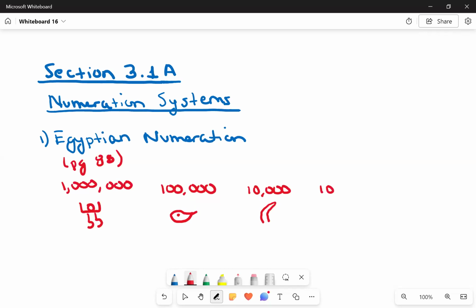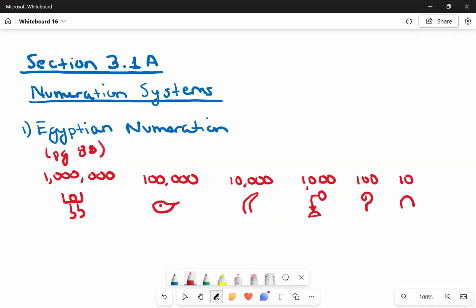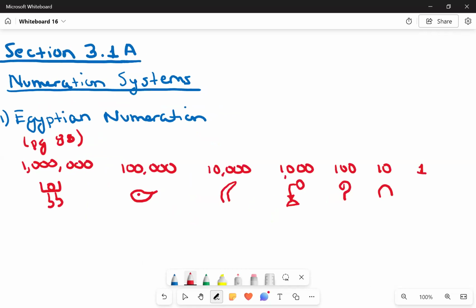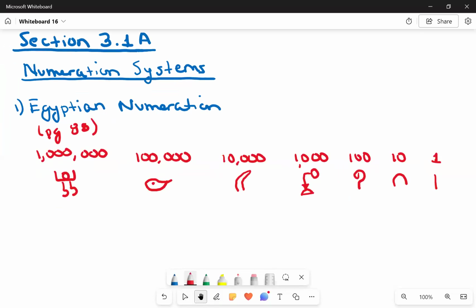Number 1,000 is represented by a flower. In particular, I think it's called the lotus flower. Yeah, it is. And it's got like a little base, something like that. 100 is represented by like a spiral, like this, which I believe for them was the rope. Then we have the number 10, which is like an upside down U, which is supposed to represent the heel. And then the number 1 is a single slash, which is supposed to be a stick. Okay, so there you go, the Egyptian numeration system.